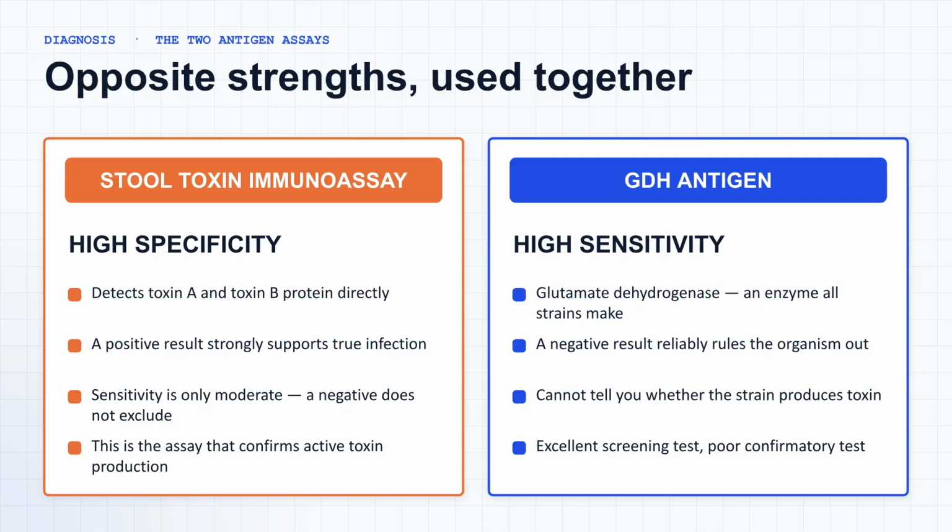Neither test alone is enough. Together they complement each other. Remember the pairing this way. The antigen test tells you the organism is present, and the toxin test tells you it is doing something.